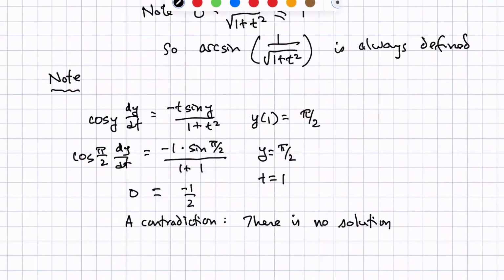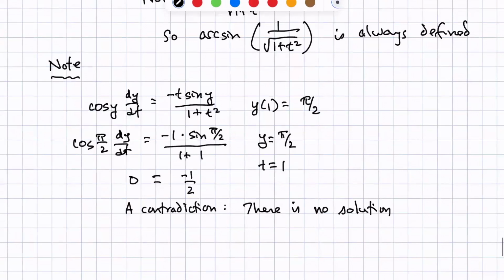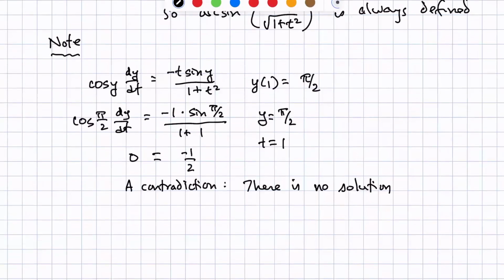So this is sort of a cautionary tale that sometimes it might be helpful just to take a look at the initial condition and see whether or not it actually violates the initial equation to begin with. So a little bit of subtlety involved in these kinds of initial value problems.